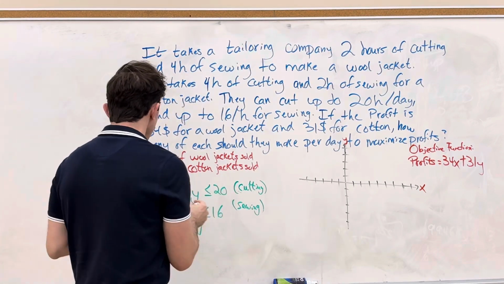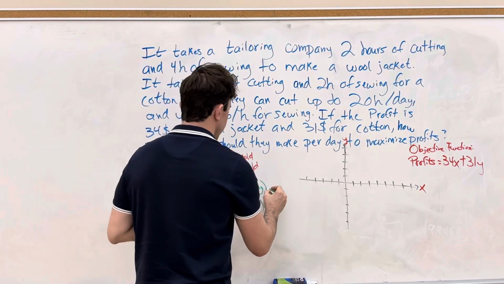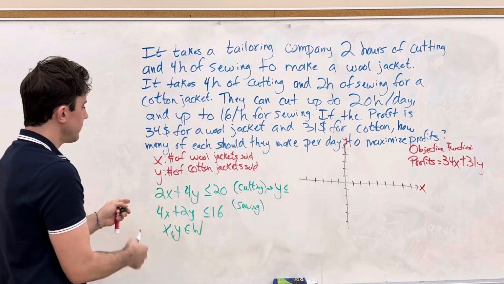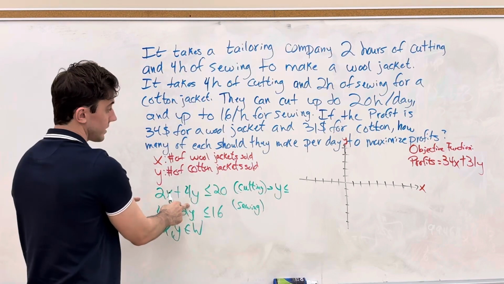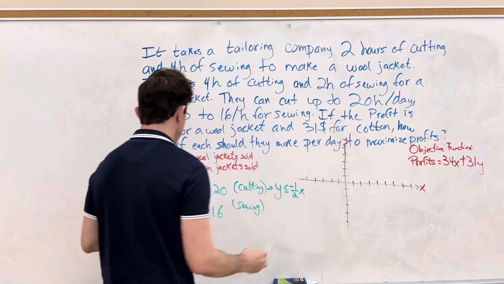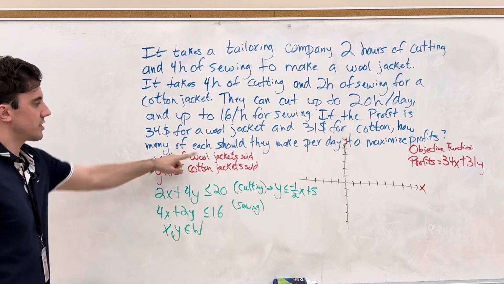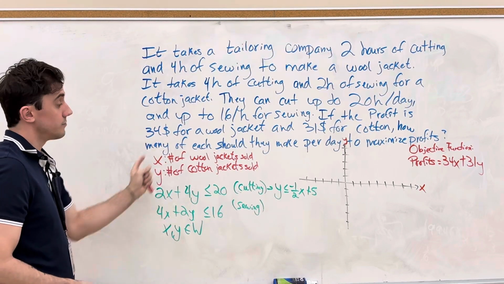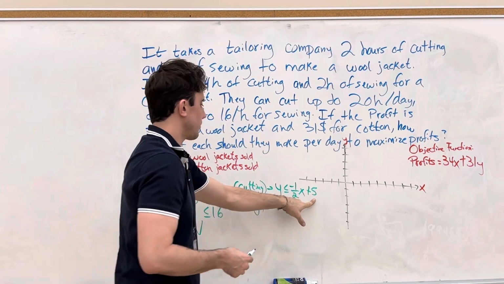From that first inequality, we can write this as y is less than or equal to... I'm going to skip over the algebra, but you'd subtract 2x on both sides, and then you divide everything by 4 to get the y all by itself. If you do that, you'll have negative 1/2 x plus 5. After subtracting 2x and then dividing by 4, negative 2 over 4 is negative 1/2, and 20 divided by 4 is 5.